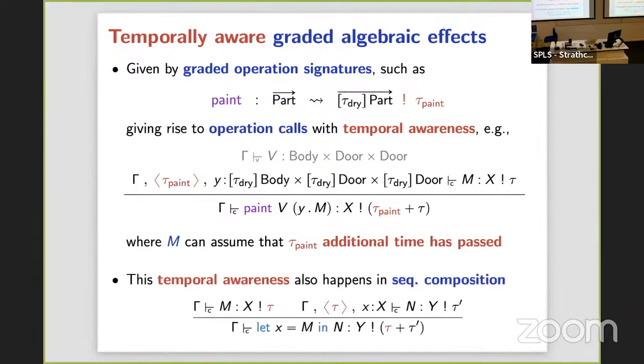And the same kind of thing also appears in sequential composition. This is maybe even simpler to read than the previous bullet point. We have a computation that takes tau time units. We have another computation that takes tau prime time units. When we sequence them together, the whole computation takes tau plus tau prime time units. But the difference with the usual let binding is that the second computation can safely assume that tau time units have passed, which means that in the second computation we could, again, unbox some extra things because more time has passed.